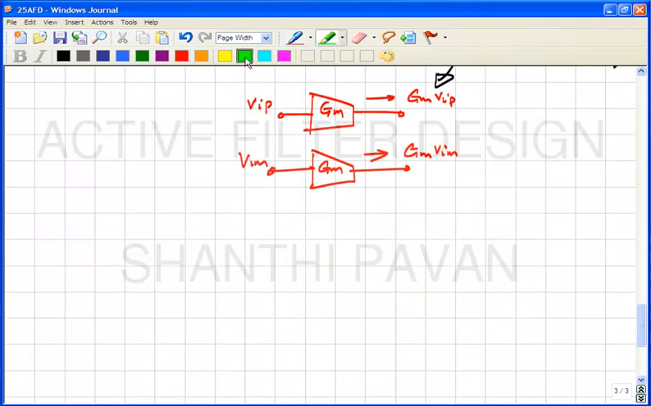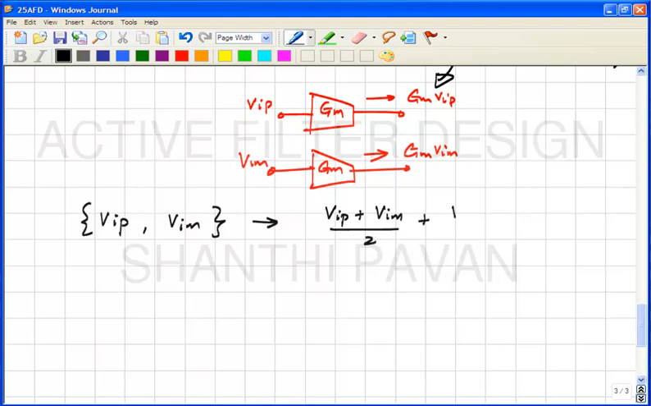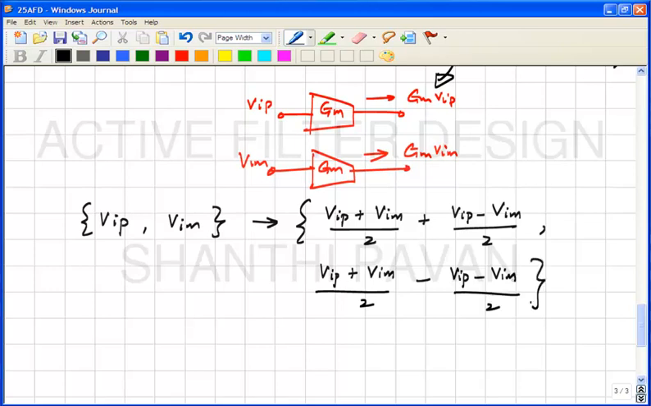Before I go, I'd like to draw your attention to a couple of things. Given any two voltages VIP and VIM, I can always express them as a common mode quantity (VIP plus VIM)/2 plus (VIP minus VIM)/2, and (VIP plus VIM)/2 minus (VIP minus VIM)/2. Correct?